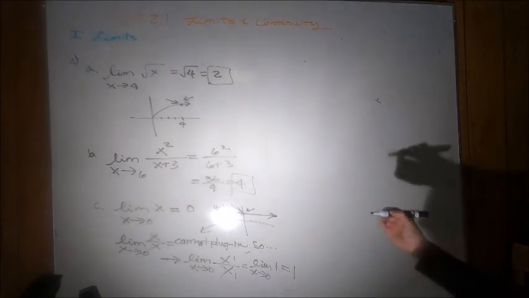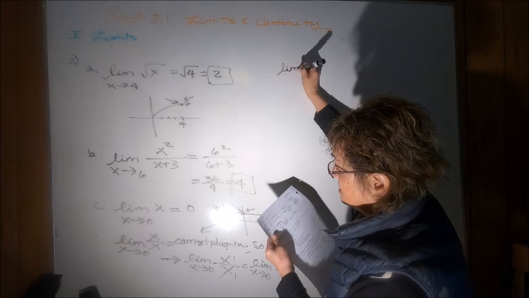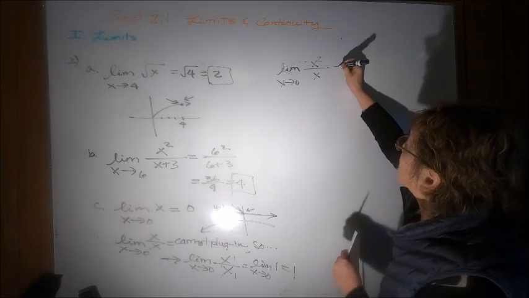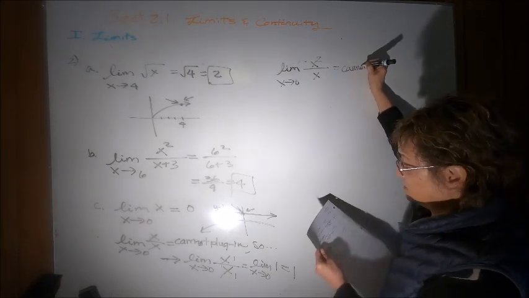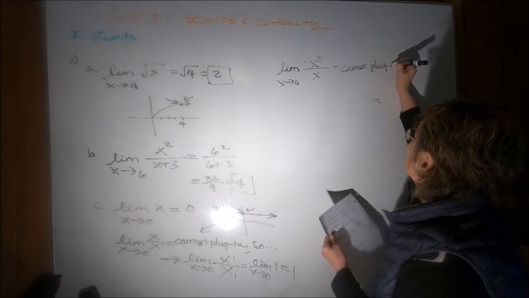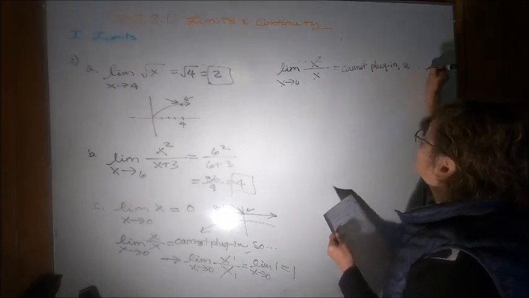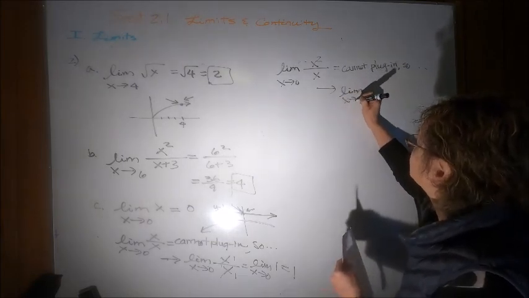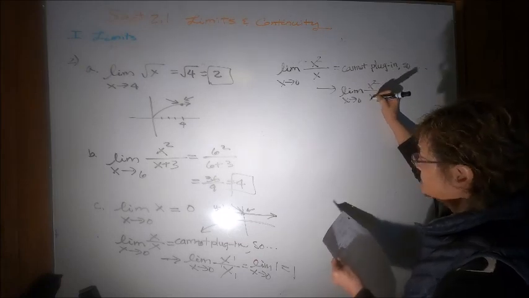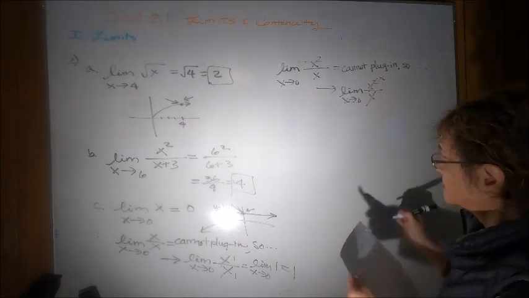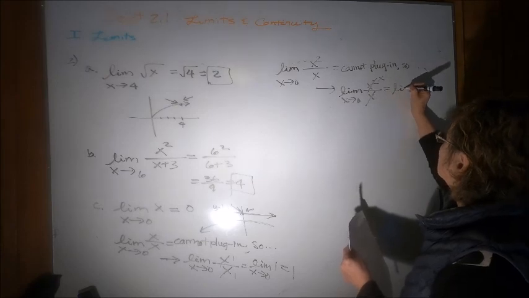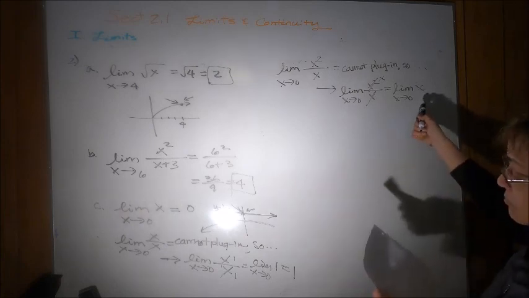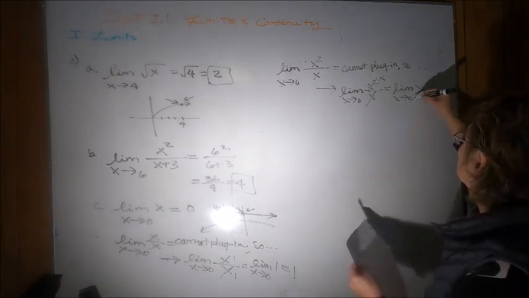And if you have this one, the limit as x approaches 0 of x squared over x, can we plug in? We cannot, right? Because that will make the denominator 0. So we simplify first. So we do it this way. If you cancel out, that will be the limit as x approaches 0 of x. Can we plug in now? Yes, you plug in with 0.